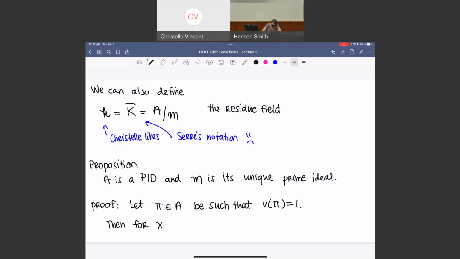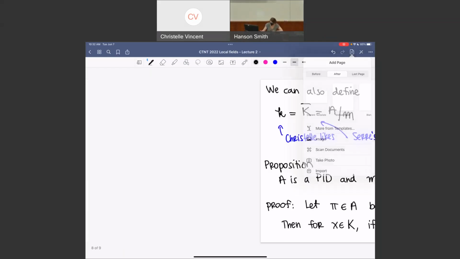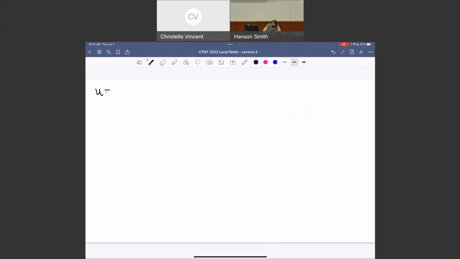Then for X in K, if the valuation of X is some number N, then we have, I'm going to go on the next page, right? But if I take any element in K and I take its valuation and I do U is X divided by pi to the N, U is a unit in A.